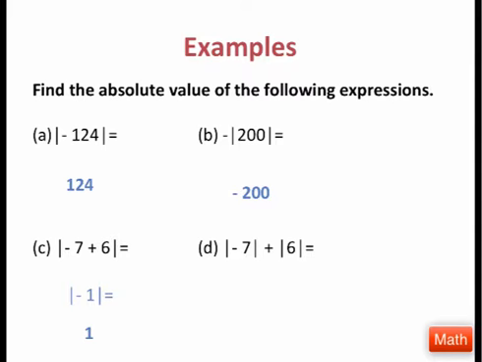And we look at the difference between example C and example D. Example D takes the absolute value of each number individually and then adds them together. So we add 7 and 6 after we take the absolute value of each, and we get 13 in this case.